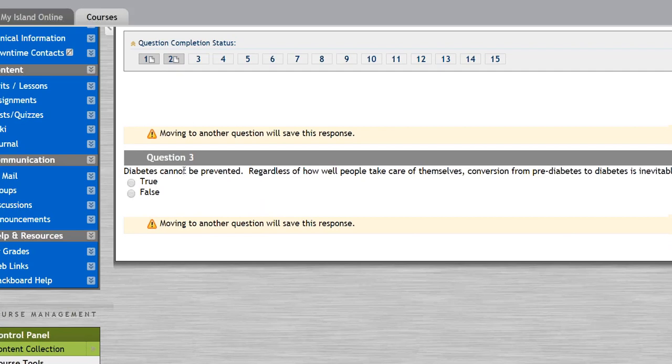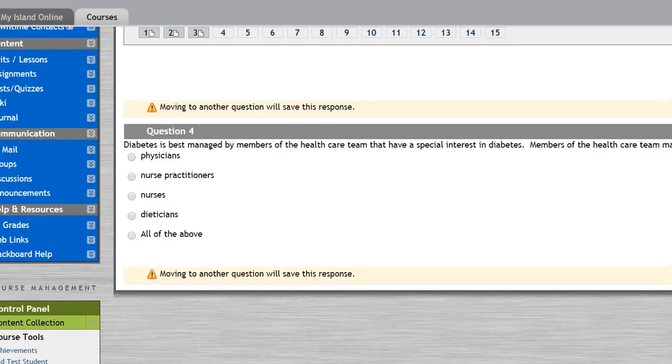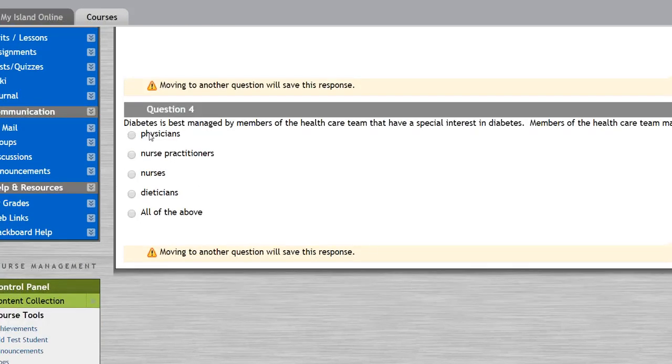Okay, true false. Diabetes cannot be prevented. Regardless of how well people take care of themselves, conversion from pre-diabetes to diabetes is inevitable. I think we just talked about that, right? We have to have hope, right? Lifestyle makes a huge difference, and it's not easy. Weight loss is difficult. Lifestyle changes are difficult, and there's relapse. People who lose weight kind of gain it back.